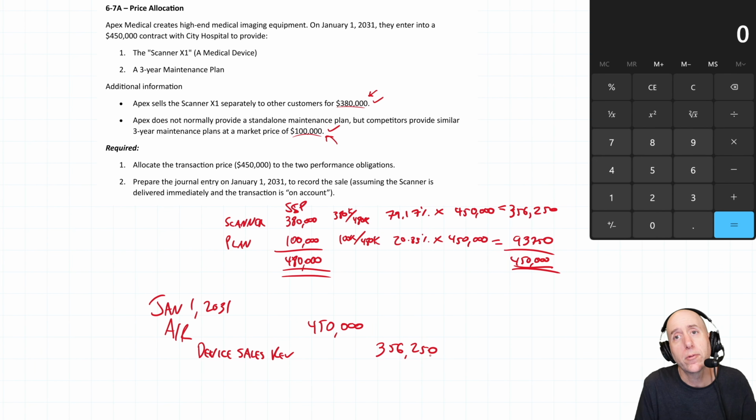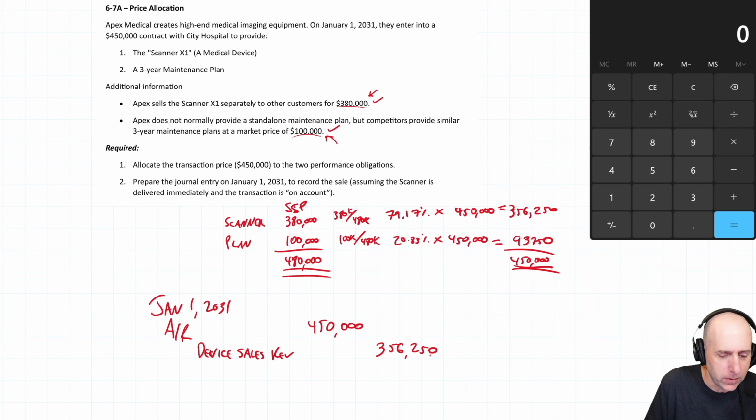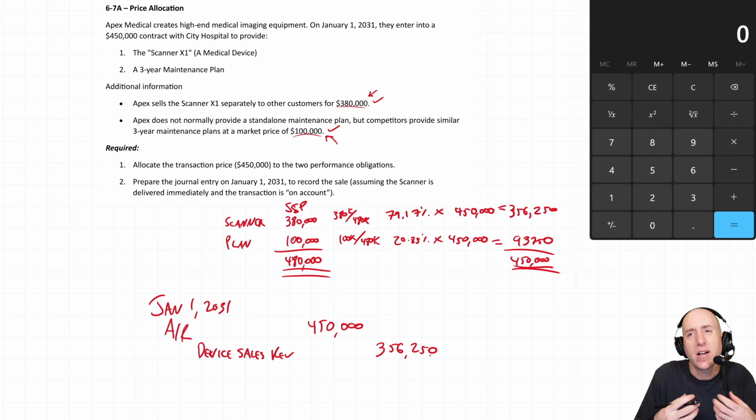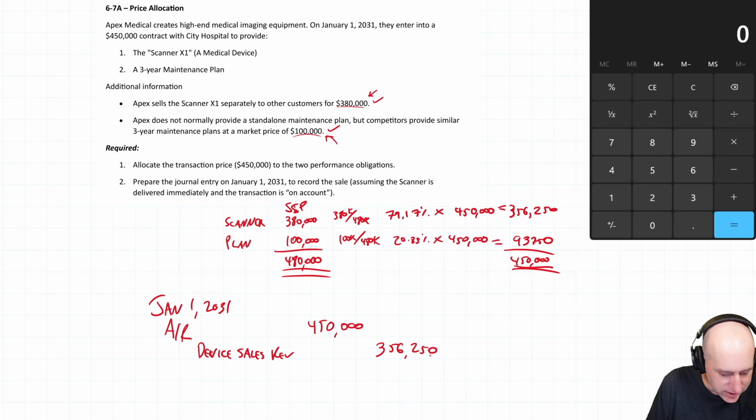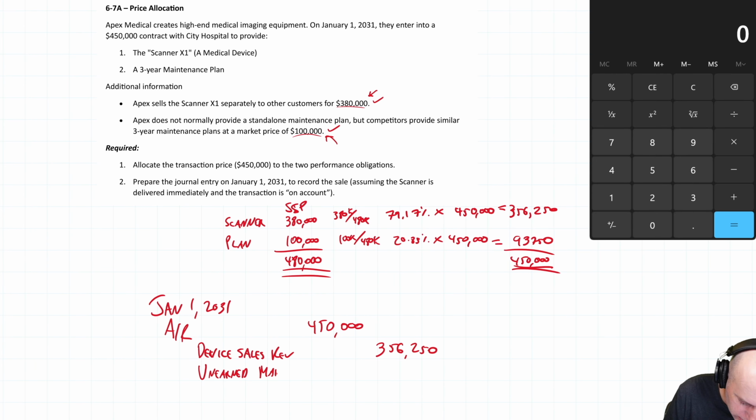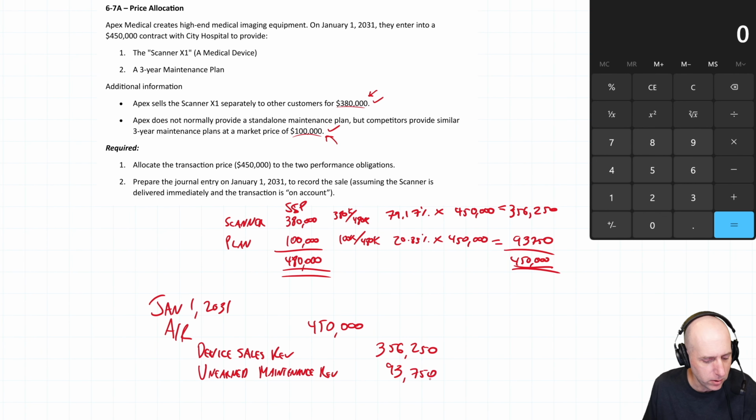Now, most often when we have unearned revenue, we've already received the cash, but in this case, we can record it as unearned revenue even though we haven't got the money yet, because we're due the money within 30 days. This is an unearned revenue situation. We can record it as such. So credit unearned service revenue or unearned maintenance revenue for $93,750. And there we have it.